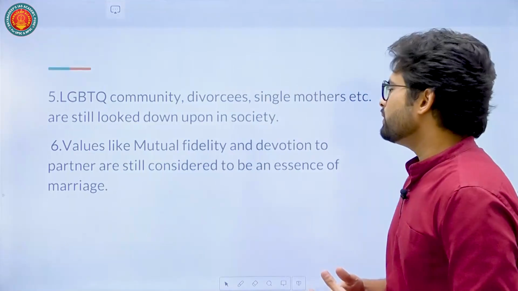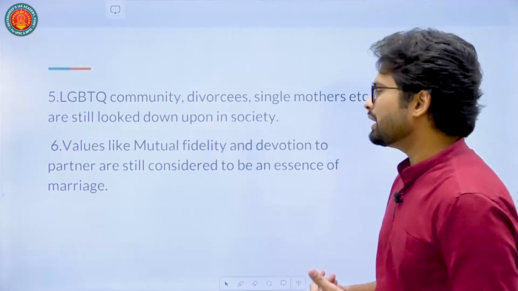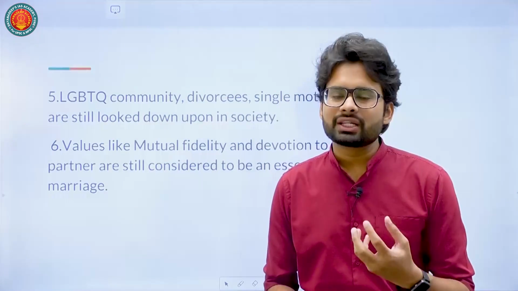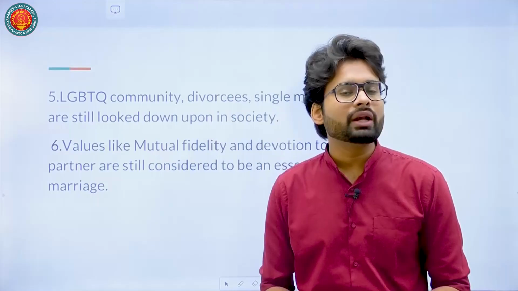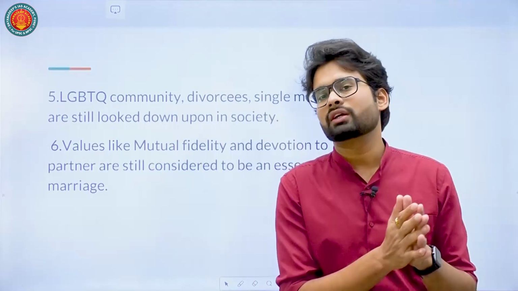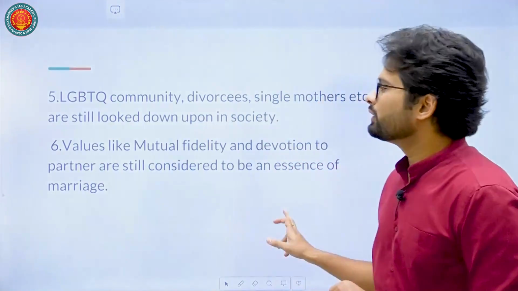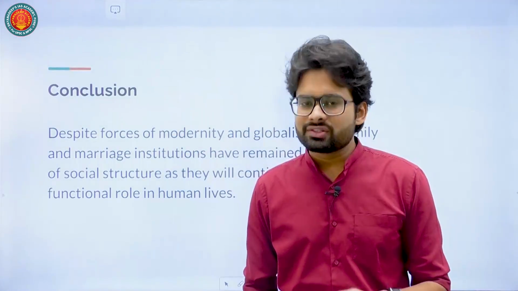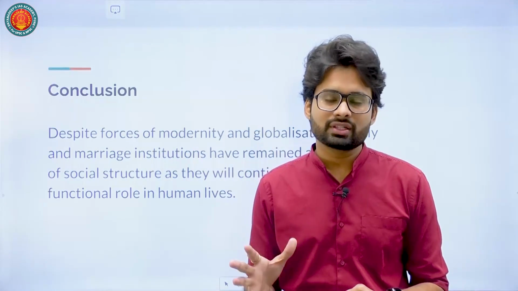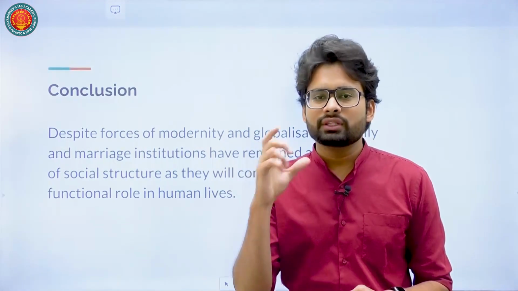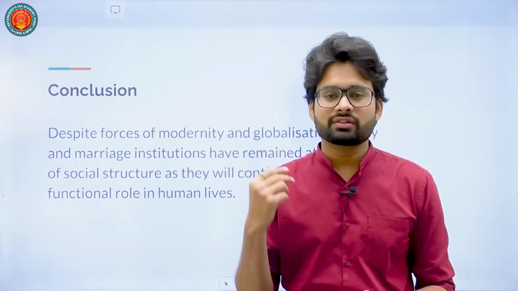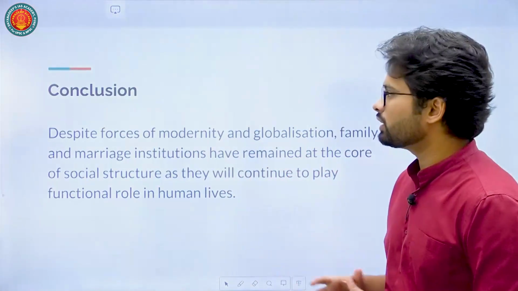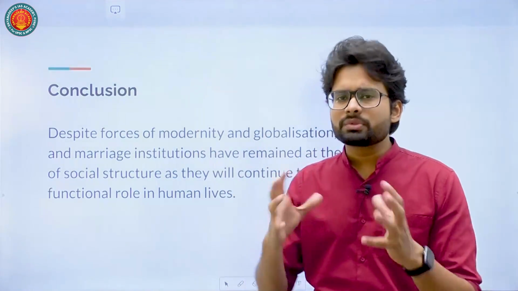And likewise, sixth, values like mutual fidelity and devotion to the partner are still the essence of marriage. The love, the devotion to each other, and the compatibility are still dominant features which were earlier also present in our marriage system. These are a few points which are still observed continuing. In the body of this question we discussed three different parts: the changes in the family system, the changes in the marriage system, and continuity in family and marriage.